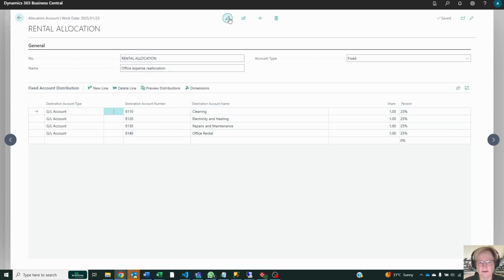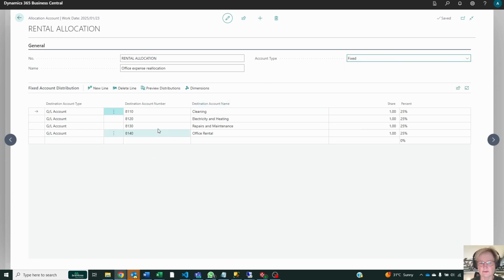So let me edit it. You will see that we have a header. The header consists of a number, which could be a code, a number, a reference of some sort, a fuller description over there, and a type. So this one I have defined as fixed. You can also set it up as variable, and we'll come to a variable example in a moment.